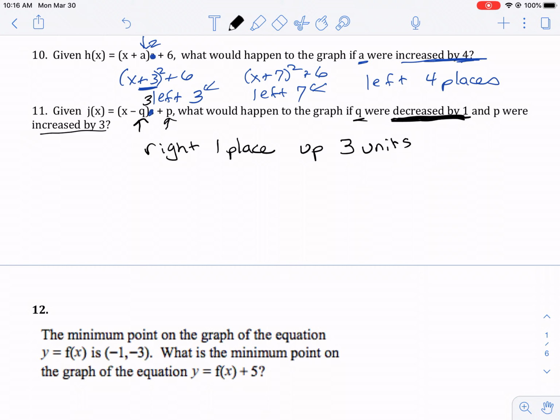Okay, and if you don't like it with the q's and the p's, you can make up your numbers for q and p, and then change it and do what it says, and just check that that's the way it goes.